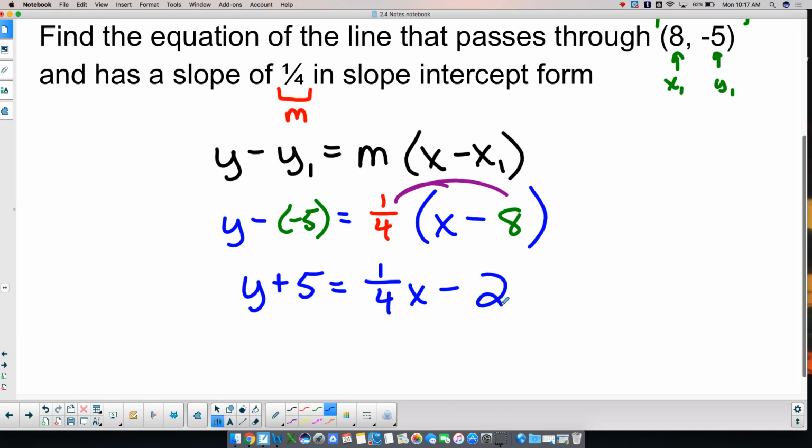It said put my answer in slope-intercept form. Slope-intercept form was y equals mx plus b form. So then I need to here subtract 5, and then that gives me y equals 1/4 x minus 7.